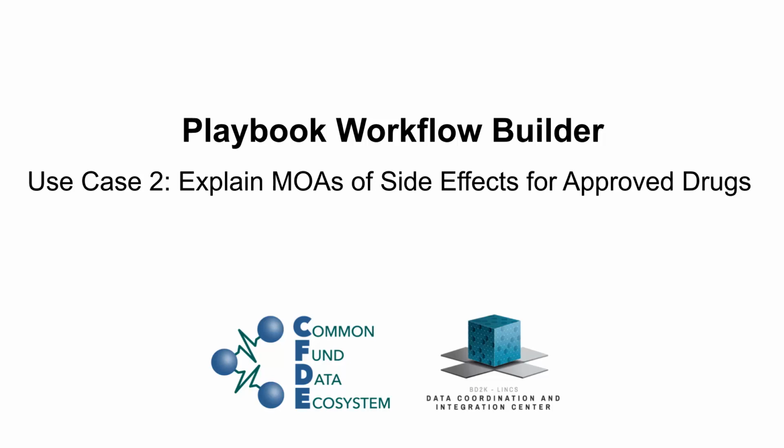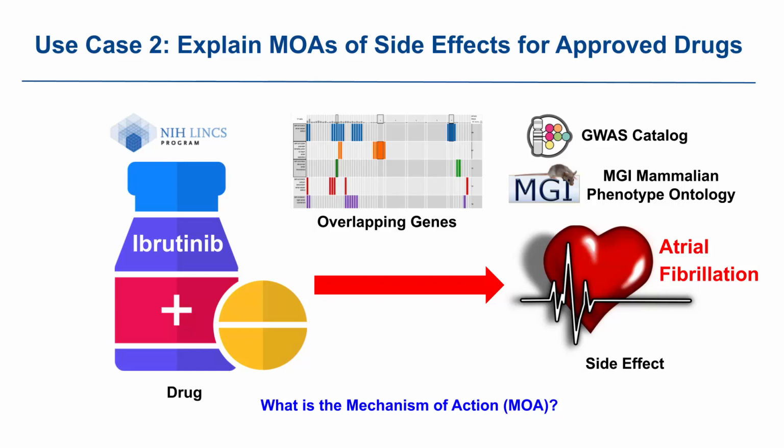It also examines the overlap between these genes and those associated with specific side effects phenotypes, providing a broader understanding of how the drug might impact genes related to the side effects. Mechanism of action (MOA) refers to the specific biochemical interaction through which a drug substance produces its pharmacological effect. In this use case, we analyze the drug side effects and their underlying mechanisms.